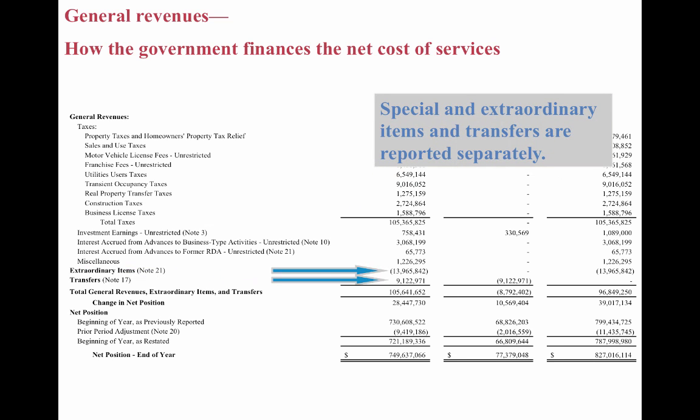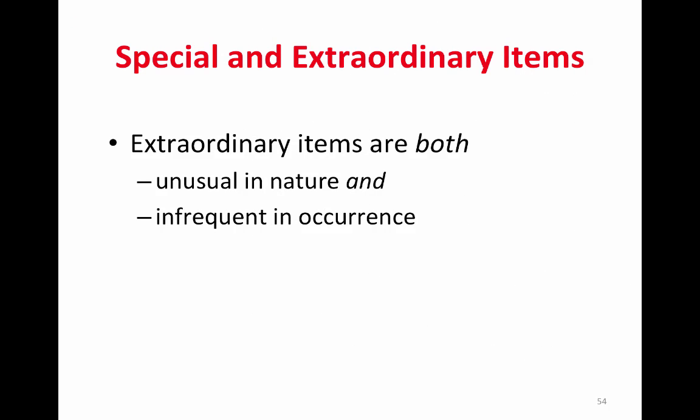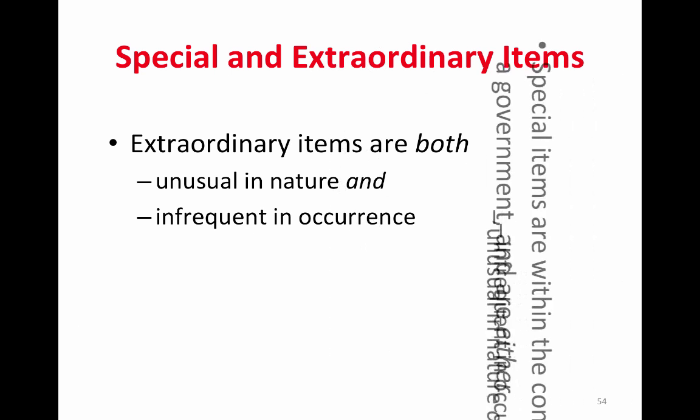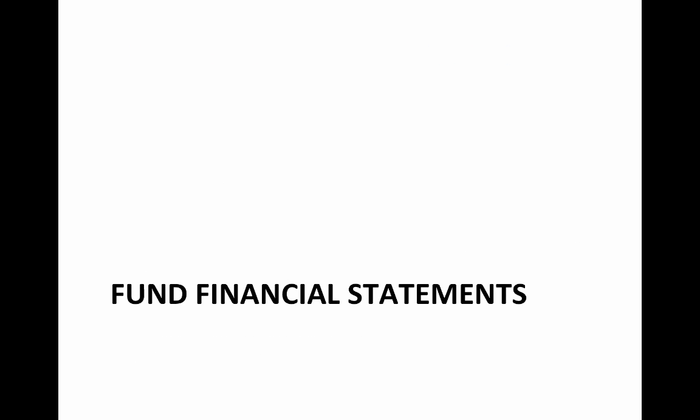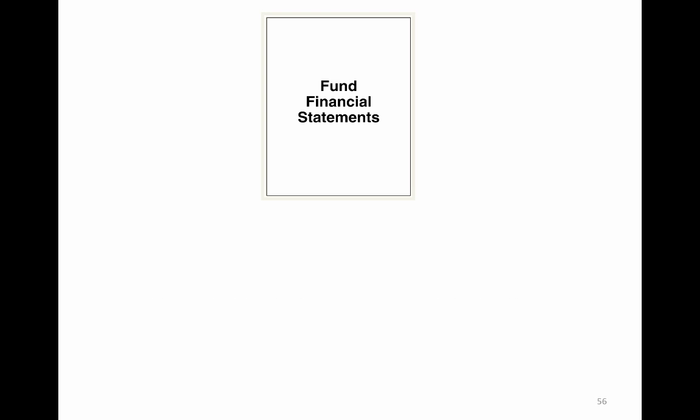If a government has special or extraordinary items, those are shown separately from the general revenues. Transfers are shown separately. Capital contributions are shown separately as well. I'm not going to get into the detail about special and extraordinary items. They're covered in the book, and you can read them off of the slides as well. So those are the two government-wide financial statements.